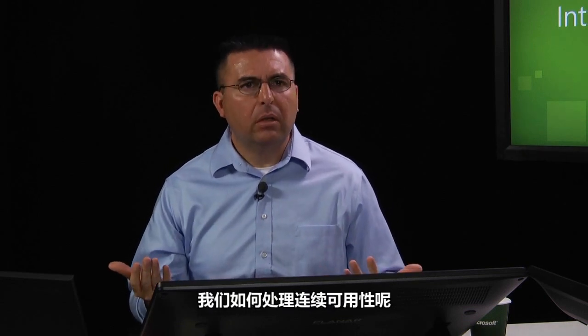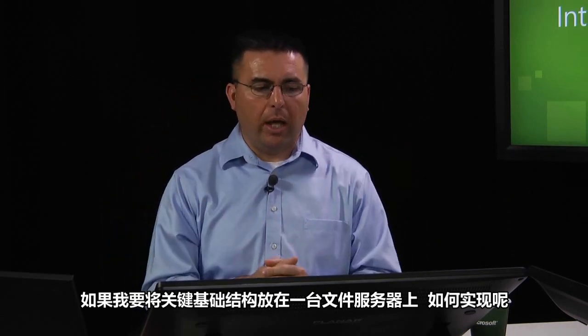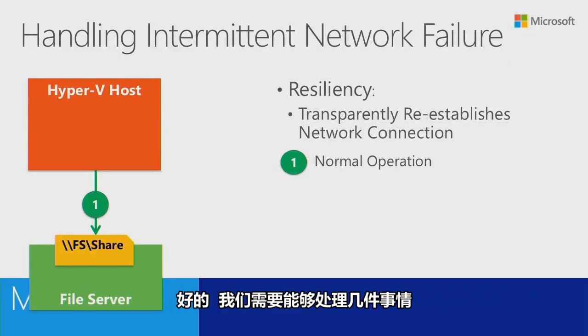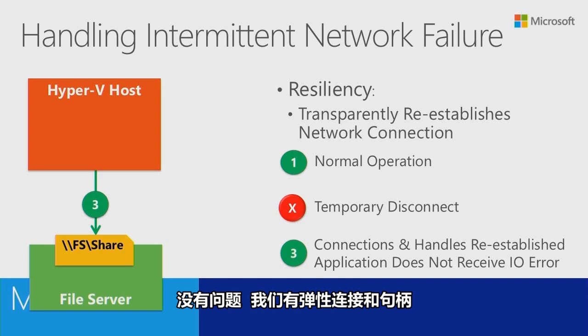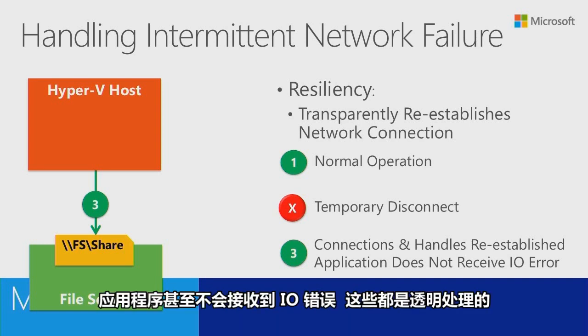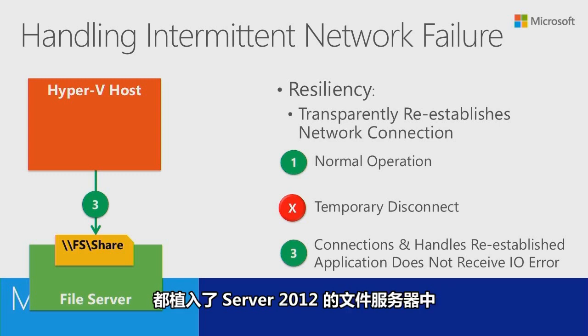So how do we handle continuous availability? If I'm going to put all of my critical infrastructure on a file server, how do we do that? Well, there are a couple of things we need to be able to handle, such as intermittent network failure. What happens if I've got a host that's talking to a file server and all of a sudden, whoops, I'm temporarily disconnected? No problem. We have resilient connection handles that are reestablished. The application doesn't even receive an I/O error. This is all handled transparently.